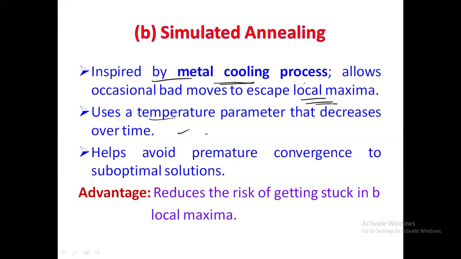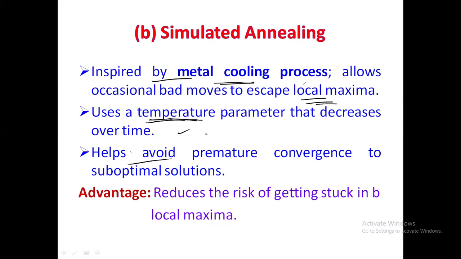How does it escape the local maxima? This unique property helps in escaping local maxima and explores the search space more effectively, increasing the chances of finding the global optimal rather than getting stuck in a suboptimal solution. The algorithm operates by using the temperature parameter. This is the main parameter which starts high and gradually decreases over time. At higher temperature, the algorithm is more likely to accept worse solutions to encourage exploration.